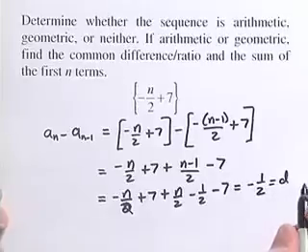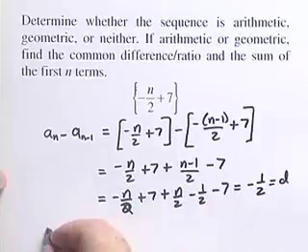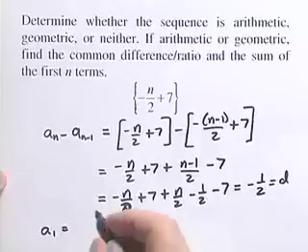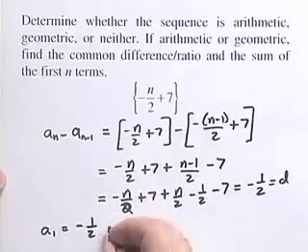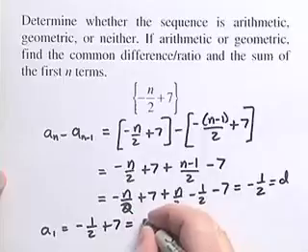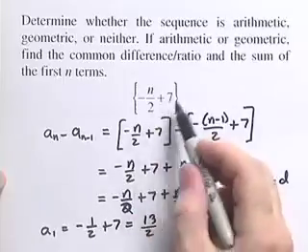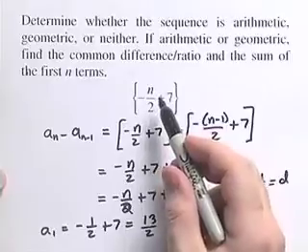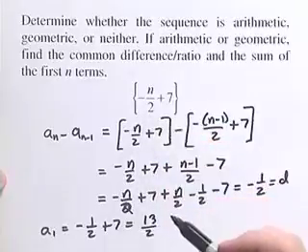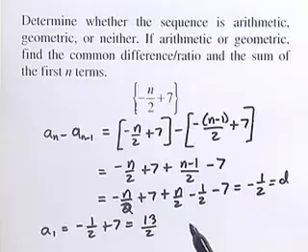The first term, a sub 1, will be negative 1 over 2 plus 7, which is equal to 13 halves. We're given the nth term in this form of our sequence, so we can use our first term and the nth term to find the sum of the first n terms.